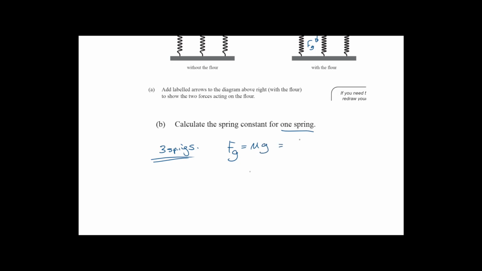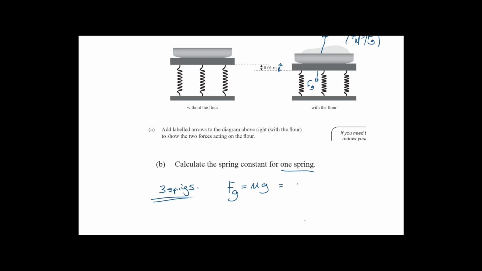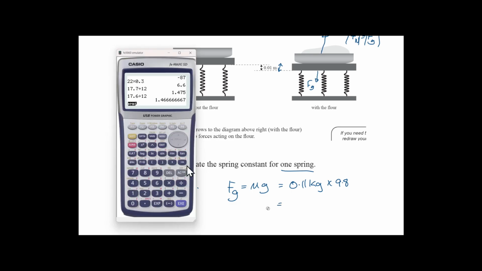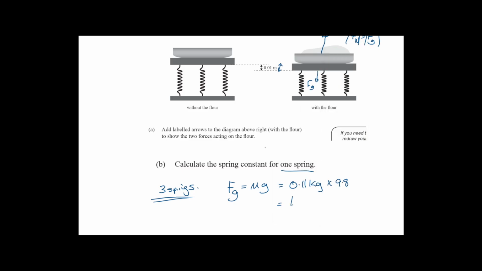And so that's going to be, what did we say the mass was? 0.11 kg, times gravity, and they want us to say that gravity is 9.8 meters per second squared. Okay, and time to grab the calculator. So 0.11 times 9.8 is 1.078 newtons. Okay, so that's the total force going down, but it's distributed between these three springs.